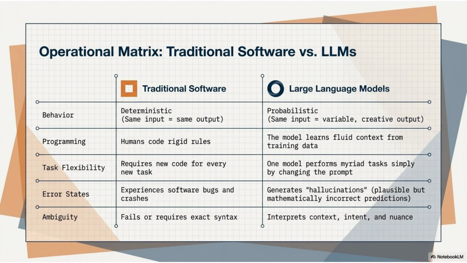And error states. Traditional software has bugs and crashes. LLMs generate hallucinations, plausible but factually incorrect predictions. We'll dedicate an entire session to hallucination mitigation later in the program. And ambiguity. Traditional software fails or requires exact syntax. LLMs interpret context, intent, and nuance. You can ask a question in broken grammar and still get a useful answer. This matrix will be a reference point throughout the rest of the series.